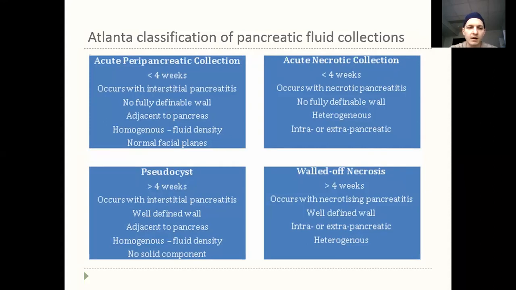Pseudocyst, more than 4 weeks, occurs with interstitial pancreatitis, well-defined wall, adjacent to pancreas, homogeneous fluid density, no solid component. Walled-off necrosis, more than 4 weeks, occurs with necrotizing pancreatitis, well-defined wall, intra or extrapancreatic, heterogeneous.